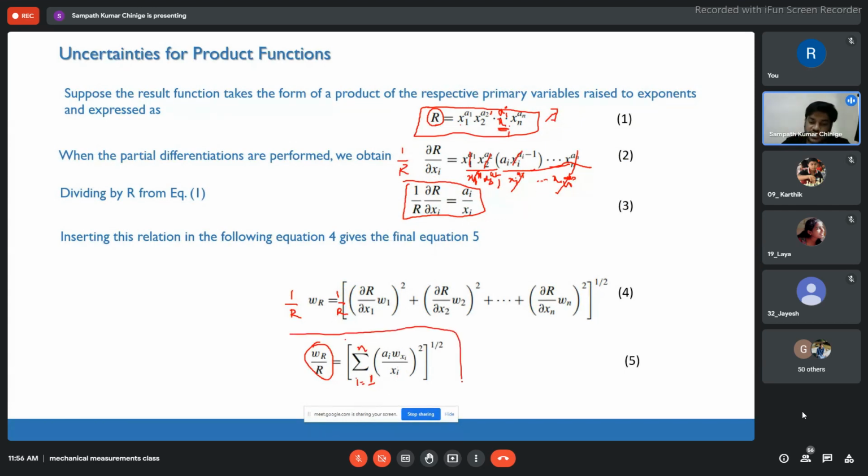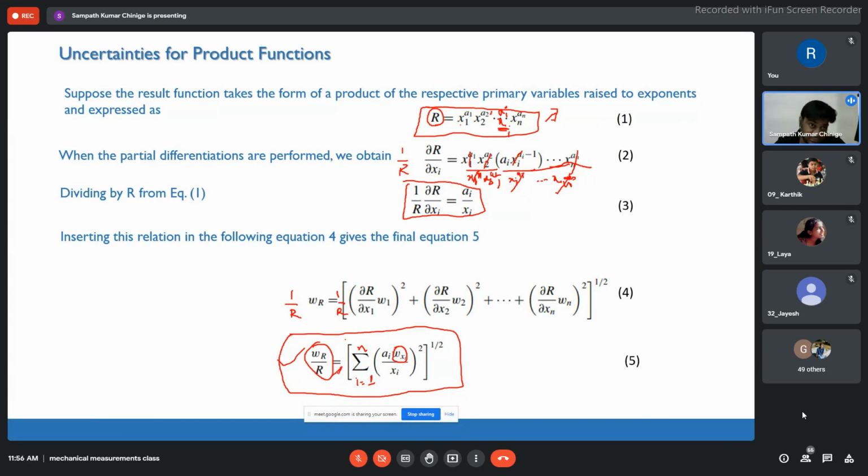So if I know the values of a1, a2, and so on, and the individual uncertainties of these values of X, then if I sum all of them squared under a square root, it will give you the deviation in R. This is how I have to use uncertainties for a product function.